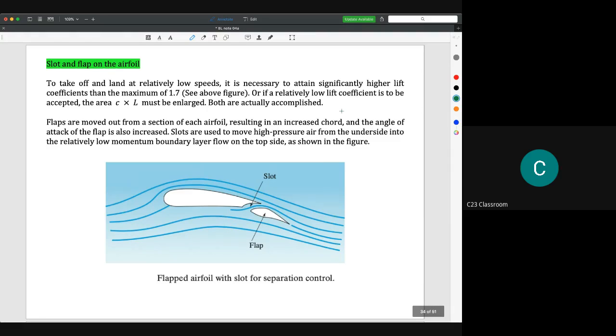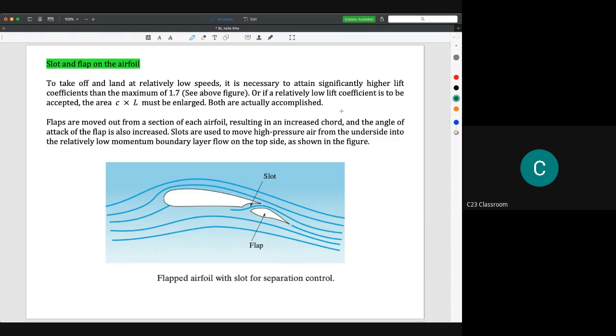And then we are going to discuss slot and flap on the airfoil, because this is actually a trick for us to make sure that the area is maintained, and we could get a bigger area from the wing area, and also to make sure that separation does not occur.